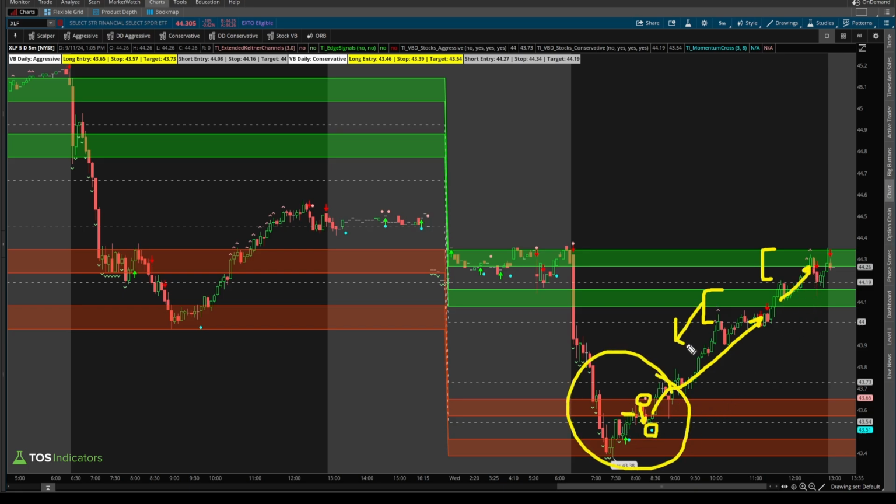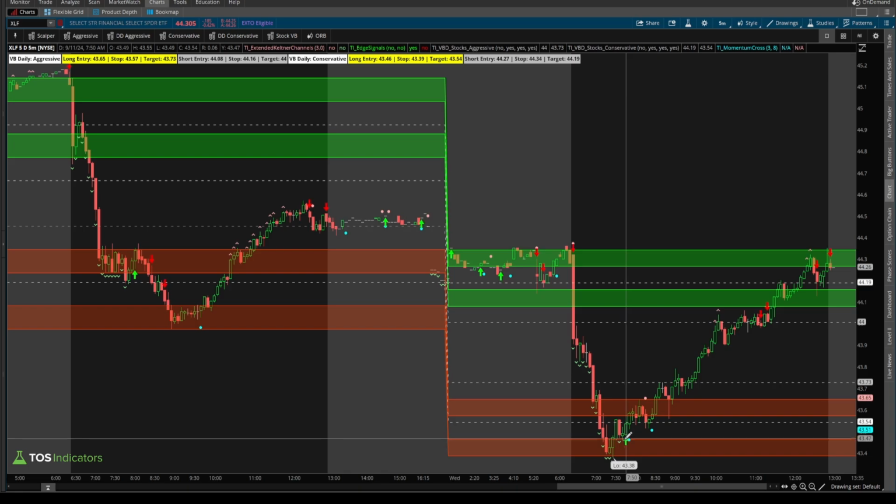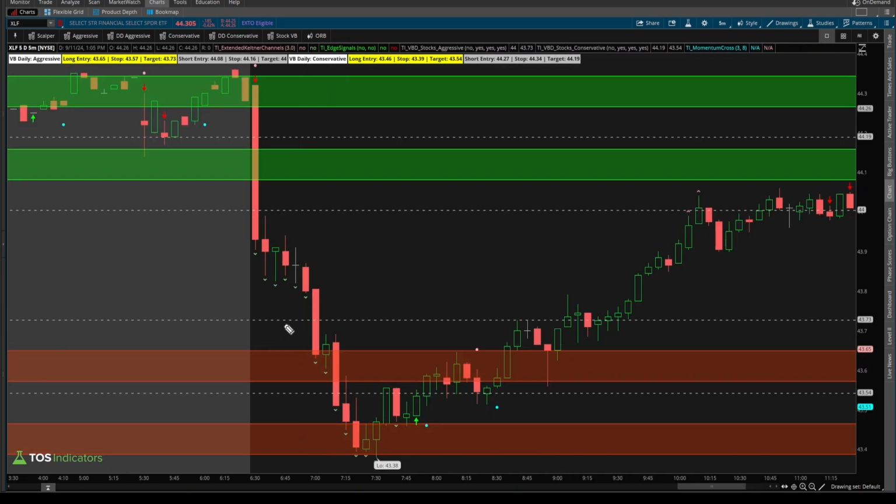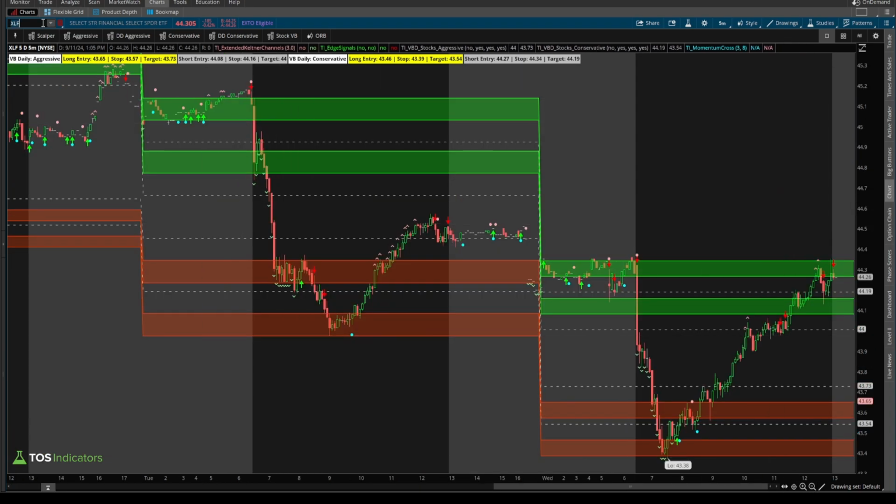This XLF setup is about as picture perfect as you can get. And for those of you that have seen the V-shaped reversal course, this setup should really be screaming to you with all of the Keltner channel wedges, the edge signal confirmation, along with the momentum cross. So XLF was another nice ETF setup, very similar to the one we had yesterday, but I think today's was even nicer than yesterday because we actually got the follow through.